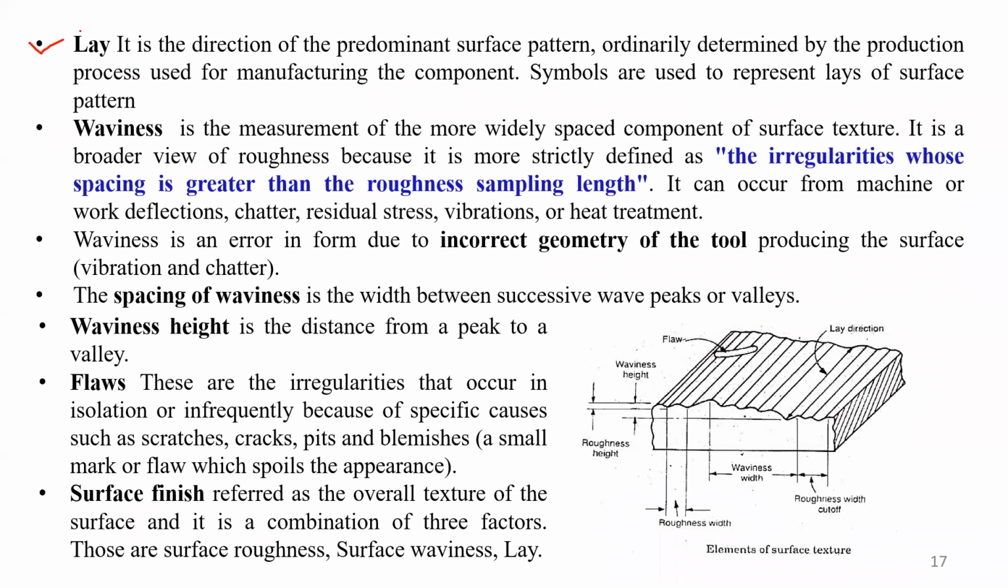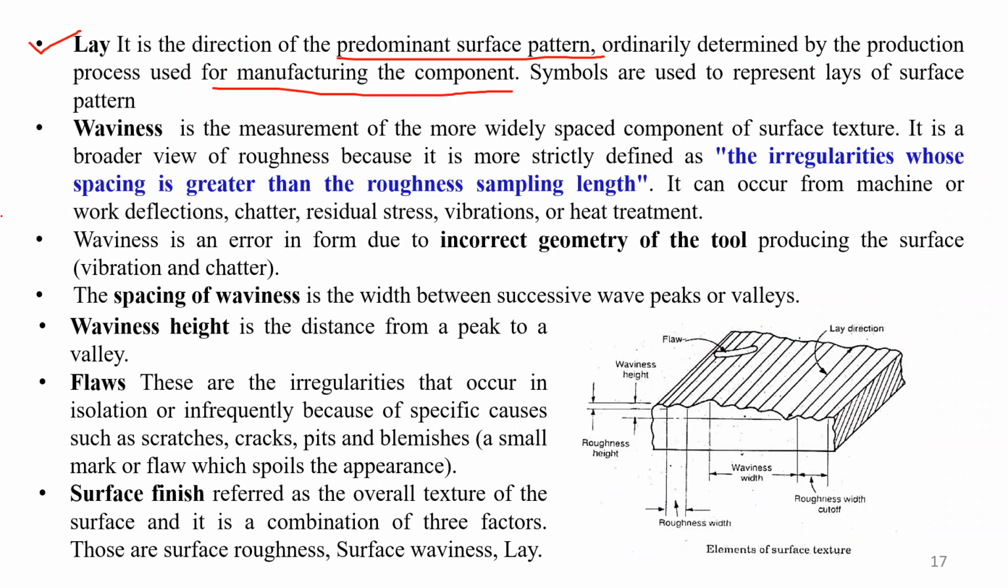And what is the lay? Lay is the direction of the predominant surface pattern. It is determined by the production process used for the manufacturing of the components. We use symbols to represent lays of surface pattern.